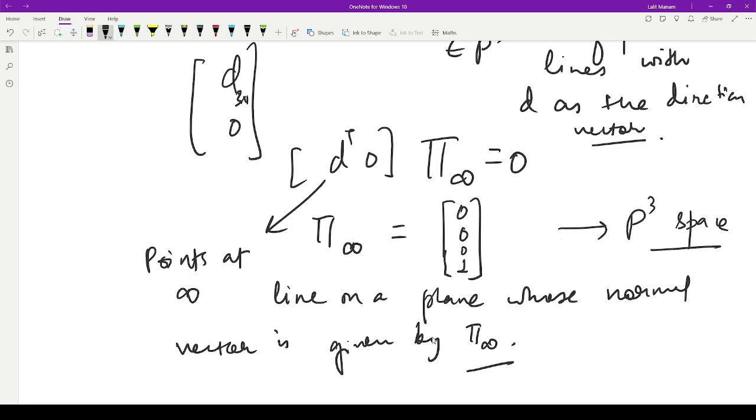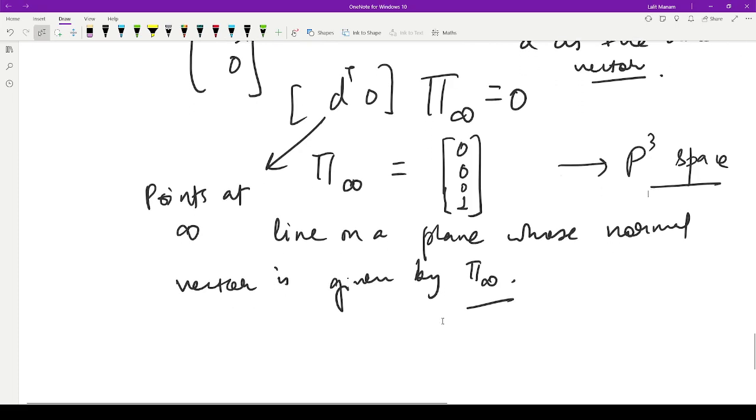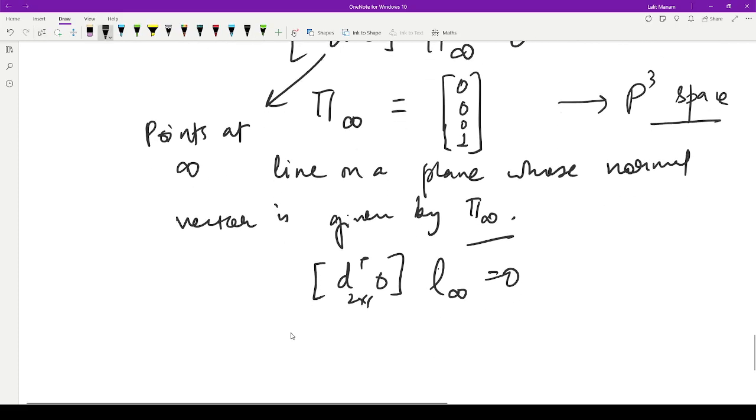So similarly, if we look at the 2D space that we checked earlier, where D is a 2 cross 1, here the line at infinity was given by 0, 0, 1. So any point of this form will always satisfy this line, will always lie on this line 0, 0, 1.